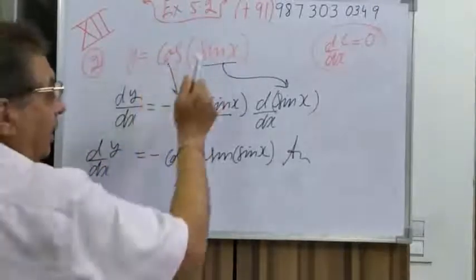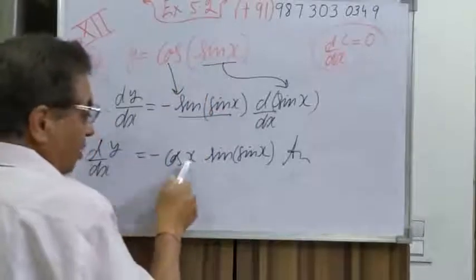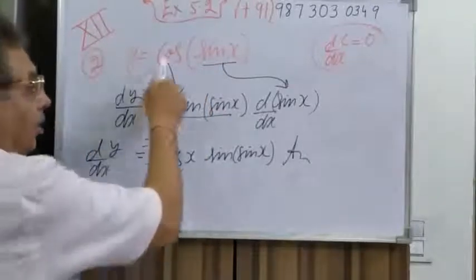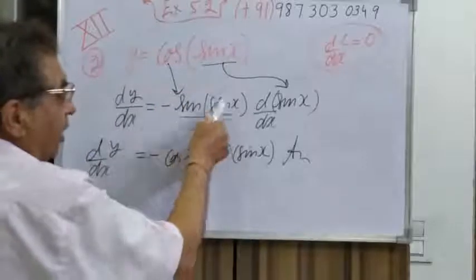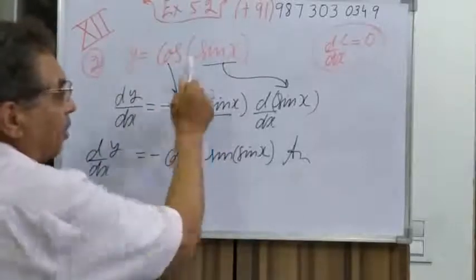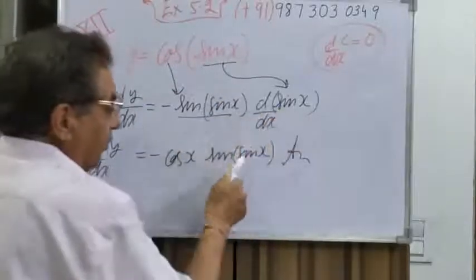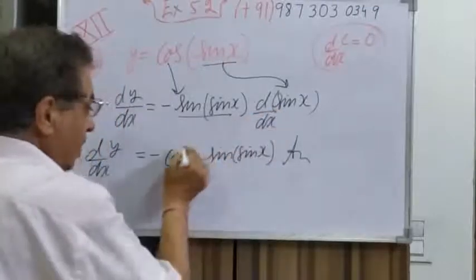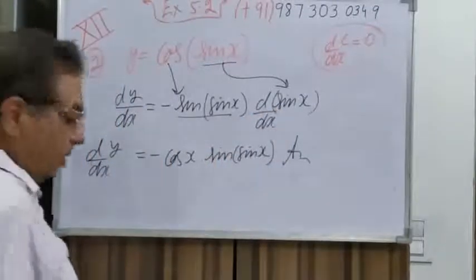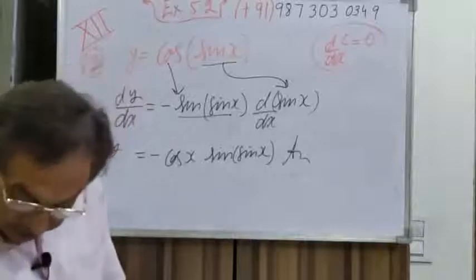So the answer comes to be minus cos x times sine of sin x. The derivative of cos gives minus sine of sin x, and as per the chain rule, the derivative of sin x gives cos x. Now let us move to the next question.